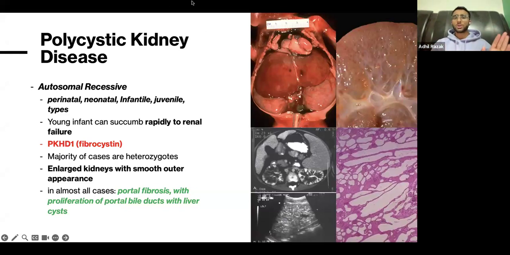Is polycystic kidney disease as a whole clear for everyone? All right.